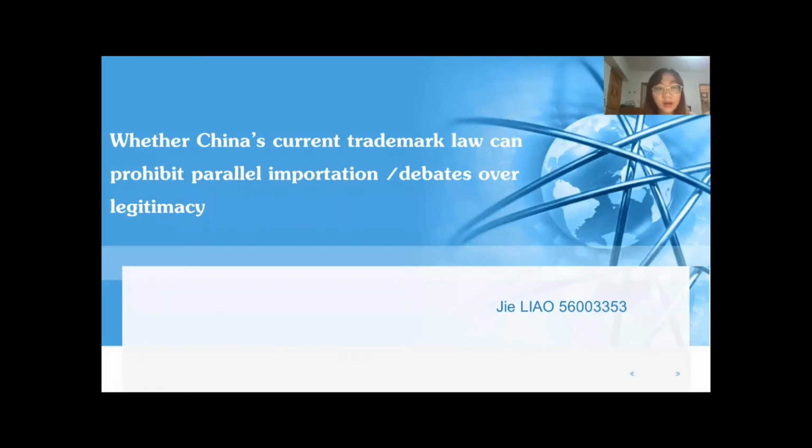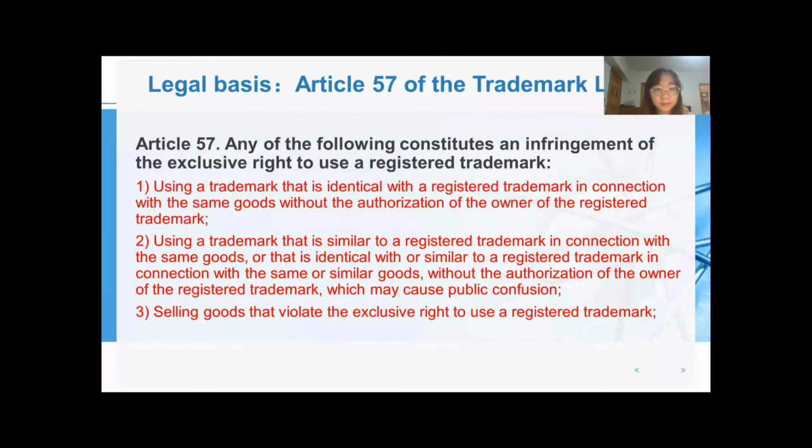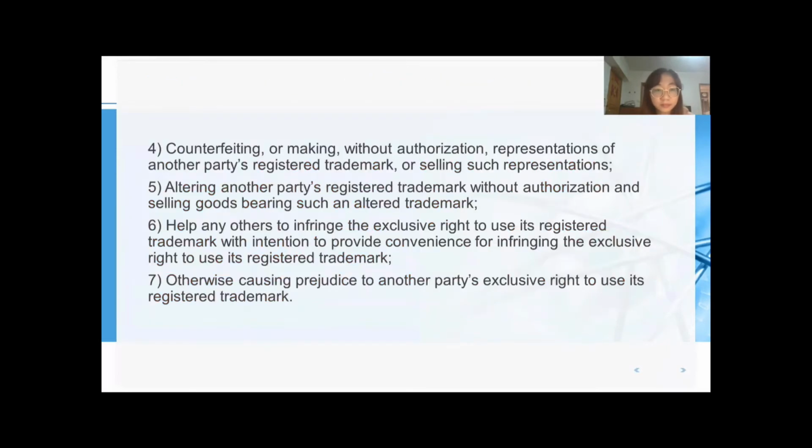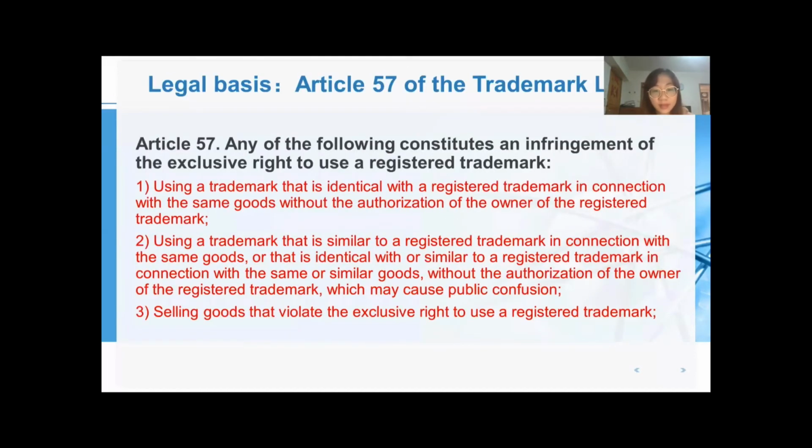And in this part, I will talk about whether China's current trademark law can prohibit parallel importation, debates over legitimacy. The following is Article 57 of the Trademark Law of China. There are 7 paragraphs. I hope you can take a look at the first 3 paragraphs of this article carefully. The most commonly used paragraphs in our judicial practice are paragraph 1, 2, and 3.